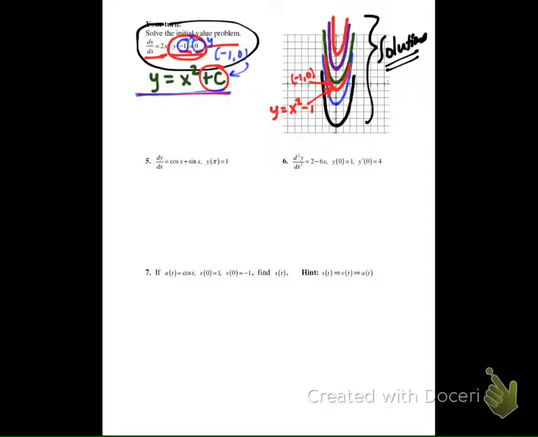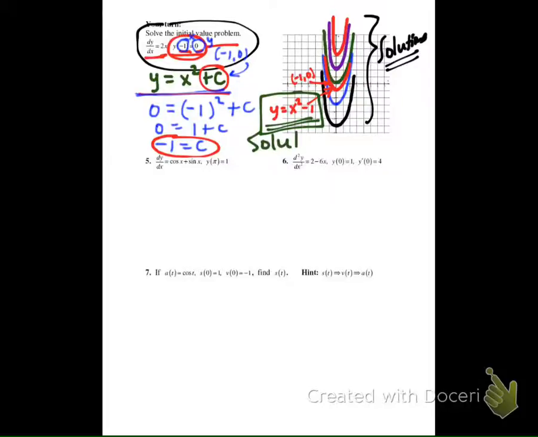So anyway, if negative 1, 0 satisfies this equation here, then we know that we could replace y with 0, and we could replace x with the number negative 1, and we'd get 0 equals 1 plus c. In other words, subtracting 1 from both sides, we would get that c is equal to negative 1. And just like I said, guys, the equation of the solution, the solution to the initial value problem, is right there. Okay, so that's the solution to the initial value problem.